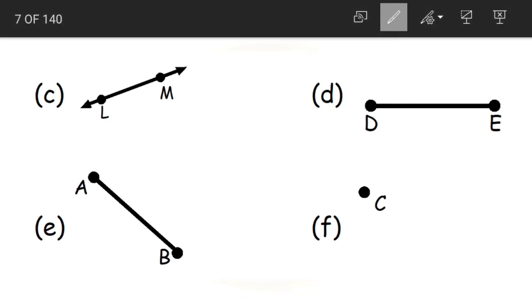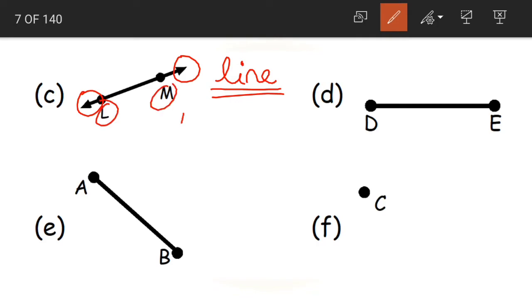Coming to C, this C can extend indefinitely on both the sides. That means figure C is a line. And what is the name of the line? LM. And as it is a line, we'll draw a line with two arrow marks on both the sides. Yes, it is important that you write this on the top. So that helps us to determine whether the given figure is a line, line segment or ray. Okay, children. Coming to question D. Our figure D has two endpoints.